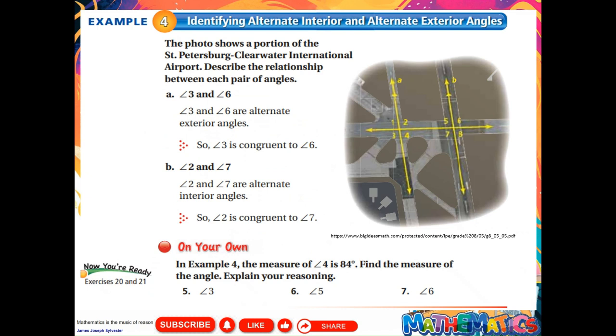Then we have example number 4 here, identifying alternate interior and alternate exterior angles. For the understanding of our learners, they can do it on their own based on the given example 4. The measurement of angle 4 is 84 degrees. Find the measurement of the angle. Explain your reasoning for angle 3, angle 5, and angle 6.